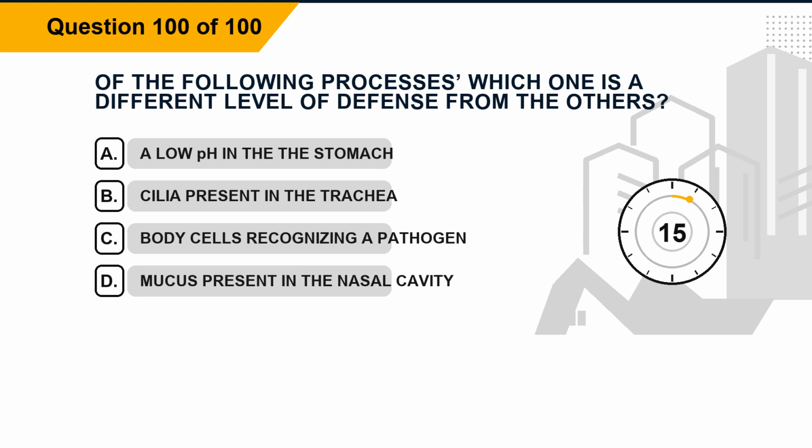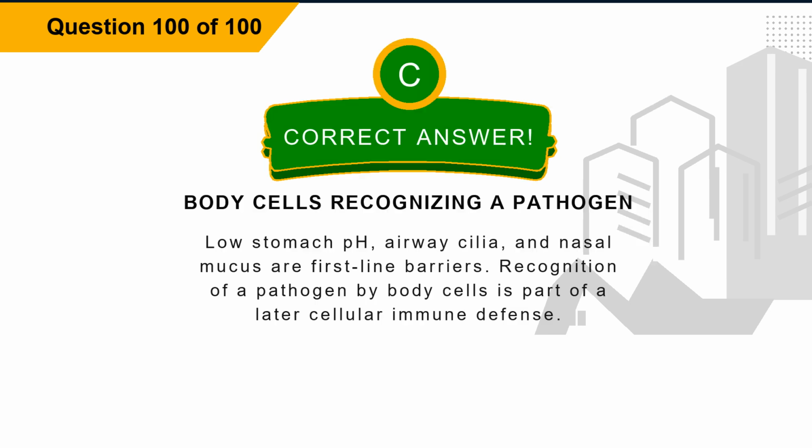Question 100. Of the following processes, which one is a different level of defense from the others? Option A, a low pH in the stomach. Option B, cilia present in the trachea. Option C, body cells recognizing a pathogen. Option D, mucus present in the nasal cavity. The correct answer is option C, body cells recognizing a pathogen.